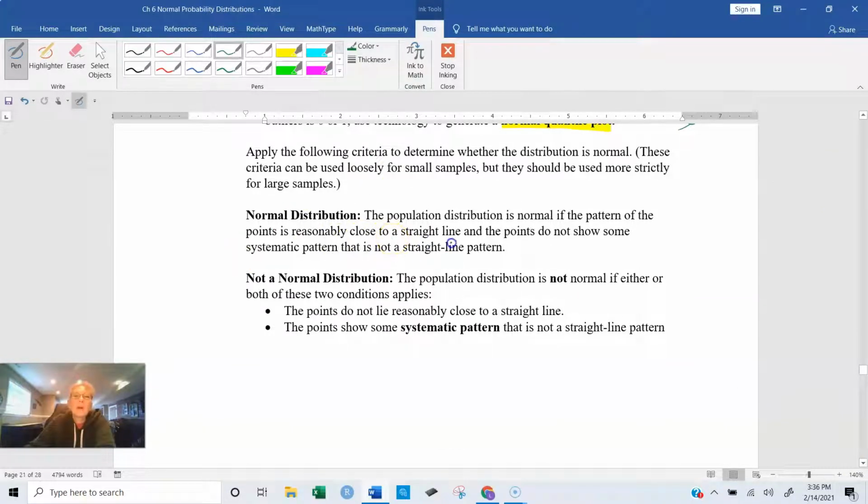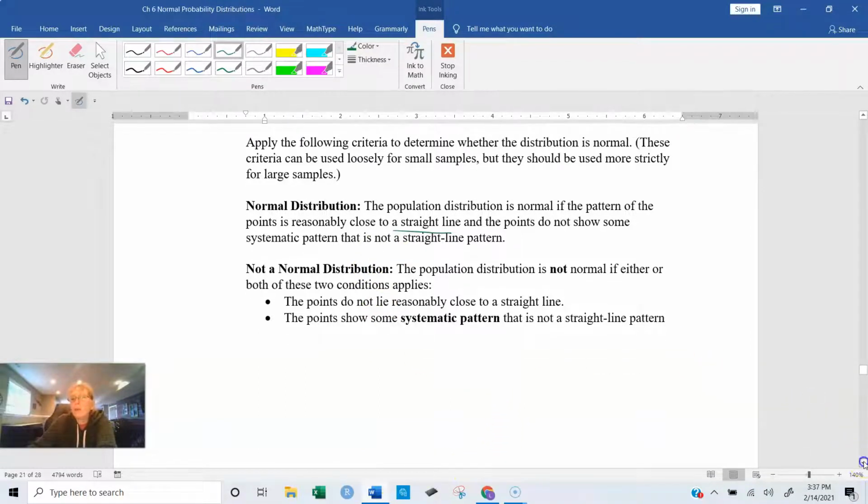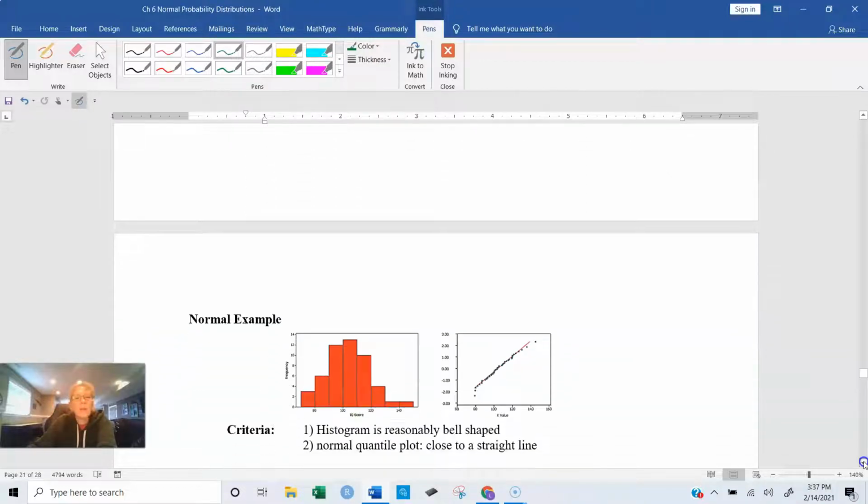Reasonably close to a straight line, we just talked about this, and no weird pattern. Not normal is the exact opposite. They're not close to a straight line, and there could be a weird pattern. It's one or the other. It doesn't necessarily have to be both.